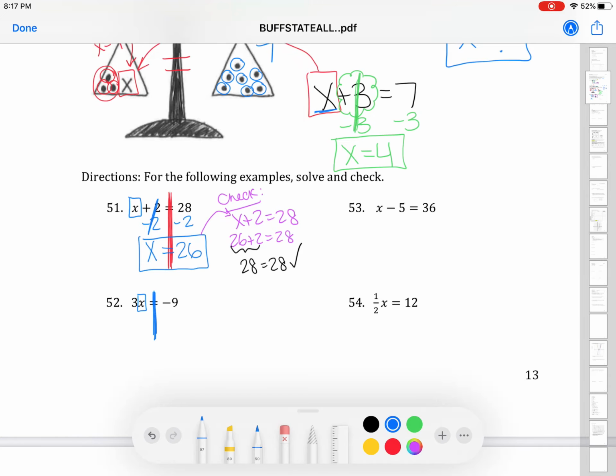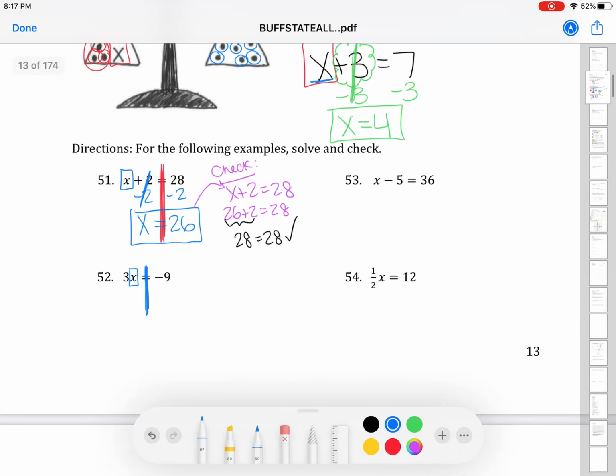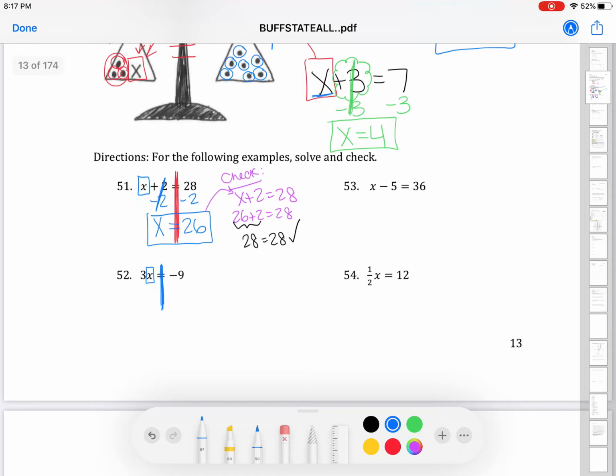Okay, 52 is the next problem down. So this one's a little bit trickier, but to solve for x, with the equal sign being where it is, we just have to get rid of the 3. The 3 is the only thing keeping the x from being by itself. Now remember what we said in the beginning of the video today. When you have a 3 and an x next to each other like that, it means they're being multiplied. To undo times 3, you have to divide by 3. It's always going to be the opposite.